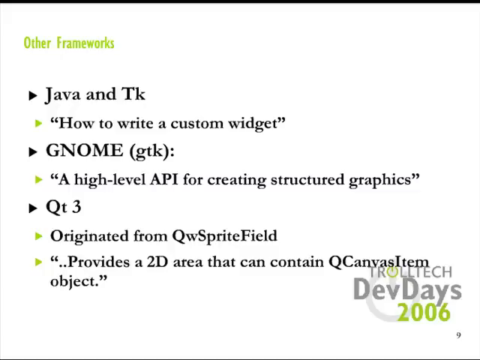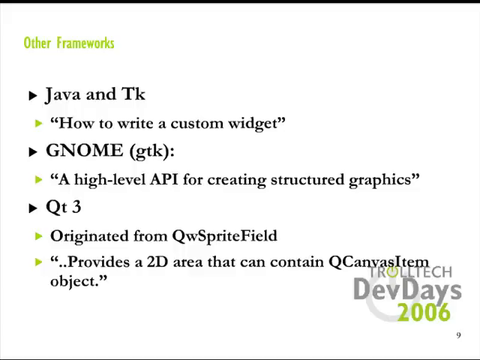So what do other frameworks define as a canvas? Well, in Java and Tk, the original canvas was just a way to write a custom widget. In GNOME, they define a component for higher-level structured graphics, so an item-based API that can do rendering of a scene. In Qt3, we had the QWSpriteField, which later turned into QCanvas. A QWSpriteField was originally a solution put together to implement QNetHack, if you're familiar with that game. So that's the origin of QCanvas today. But what it turned into is a solution that can draw items on top of a 2D surface.